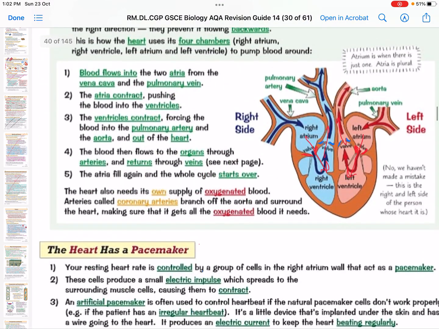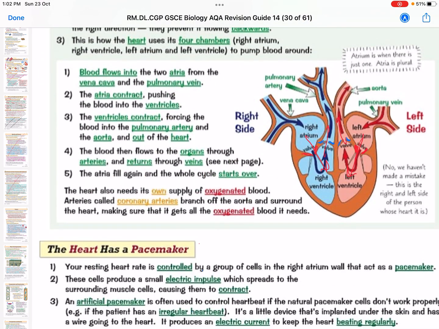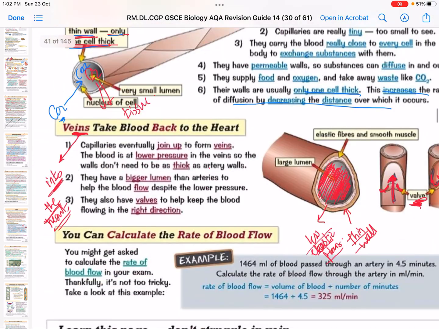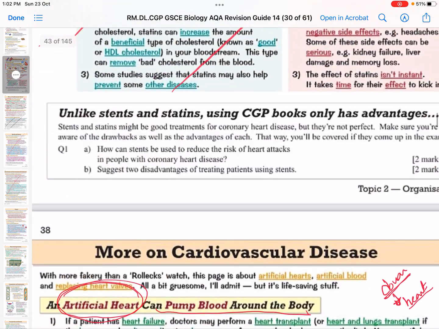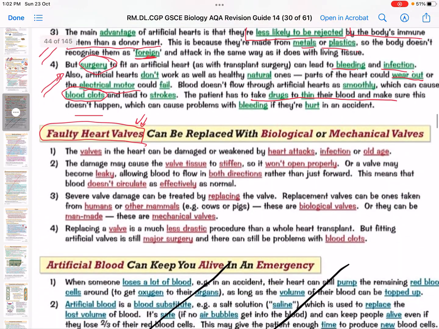So what would happen if these valves are not working, faulty valves? I should replace them. I should replace them either with biological valves, that means coming from another human being or another animal, or with artificial valves that are also man-made. So these are the 2 solutions for the faulty valves. They could be replaced with either biological or mechanical valves.